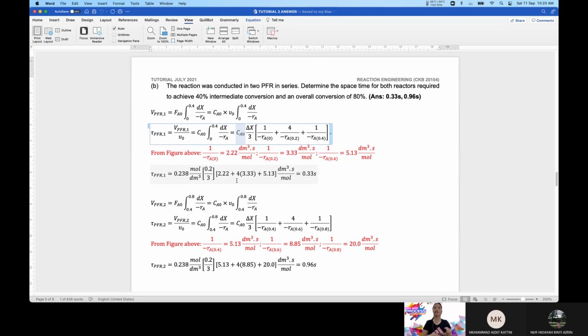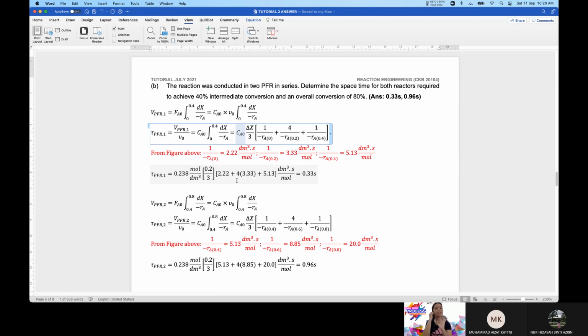0 to 0.4, right? So first point 1 per minus RA at 0, last point 1 per minus RA at 0.4, middle 1 per minus RA at 0.2. Okay, so find from the plot the value and then don't forget delta x. So 0 to 0.2 beza dia pun 0.2. 0.2 to 0.4 beza dia pun 0.2. So delta x 0.2. So when you calculate, you get the space time.